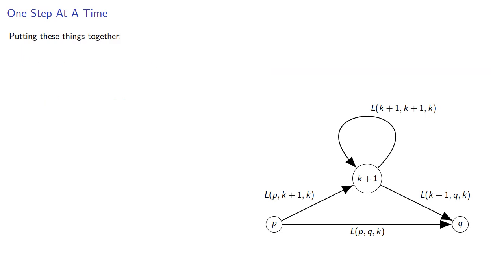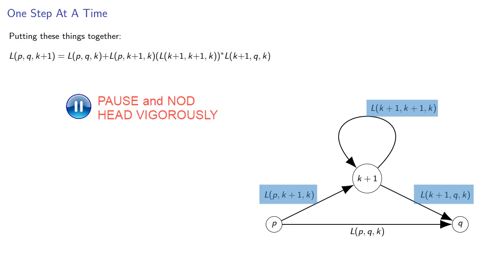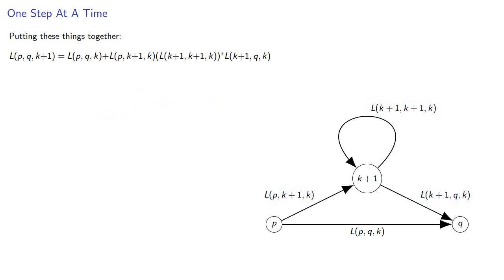And so, if we put all these together, we have the union of all the paths we originally had, L_{P,Q,K}, and then we have all the paths that go from P to the first occurrence of K+1, loop around K+1 however many times, and then go from K+1 on to Q. Let's see how that works next.